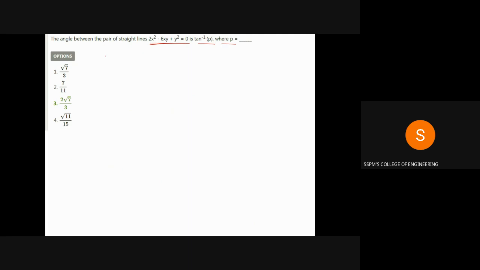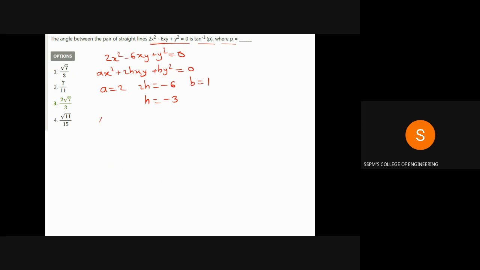First, see, the given equation of the pair of straight lines is 2x square minus 6xy plus y square is equal to 0. Now let us compare it with the standard equation: ax square plus 2hxy plus by square is equal to 0. So here a is equal to 2, 2h is equal to minus 6, b is equal to 1. That is, 2h is equal to minus 6 means h is equal to minus 3.